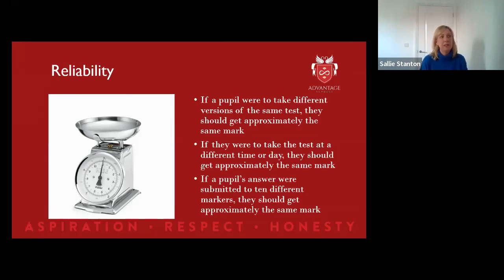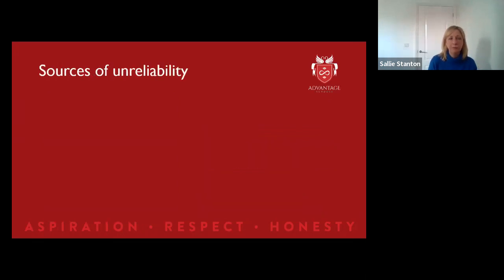Another aspect of reliability is if a child were to take the test at a different time or on a different day, they should get approximately the same mark. Or if 10 different people marked that paper, they should get approximately the same mark. So you're probably picking up from this how this is where there are a lot of sources of unreliability. So reliability is an aspect of how valid a test is, and it's asking about how consistent are the outcomes, how consistent are the scores that we get.